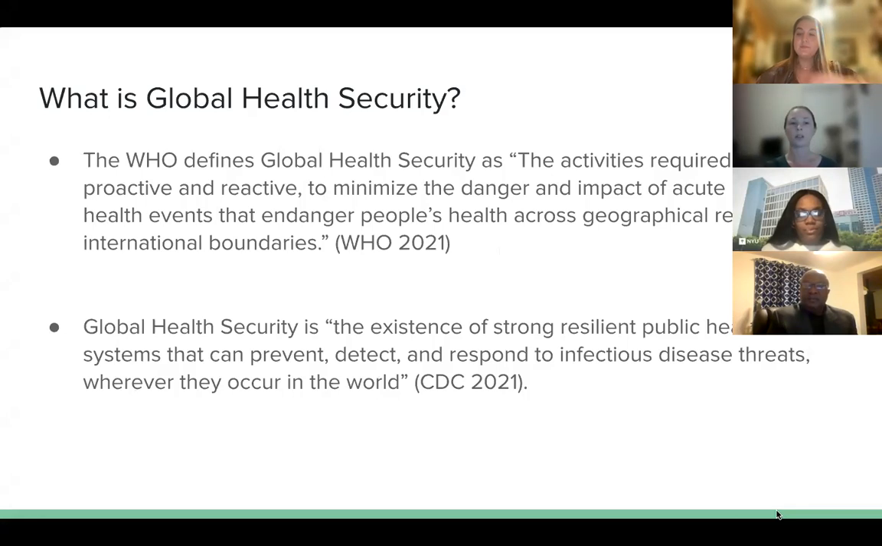So we're going to start with the definition of what is global health security. The World Health Organization defines global health security as the activities that require both proactive and reactive measures to minimize the danger and impact of acute public health events that endanger people's health across geographical regions and international boundaries. I think the CDC has a more palatable definition, and they describe it as the existence of a strong, resilient public health system that can prevent, detect, and respond to infectious disease threats wherever they occur in the world. And that is their latest definition as of this year.